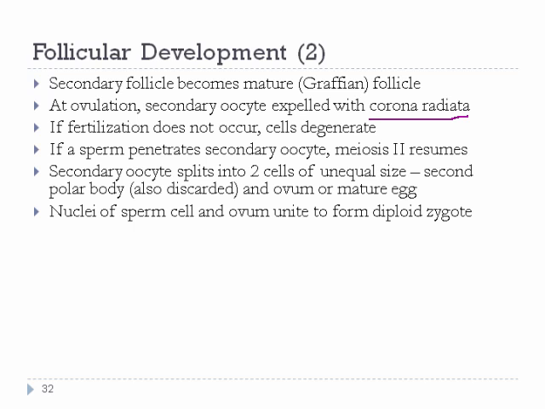There's something called the second polar body that's formed, and it contains some extra genetic material that gets extruded, and then the nuclei fuse to form a diploid zygote. So there's a lot of details about that fertilization step.